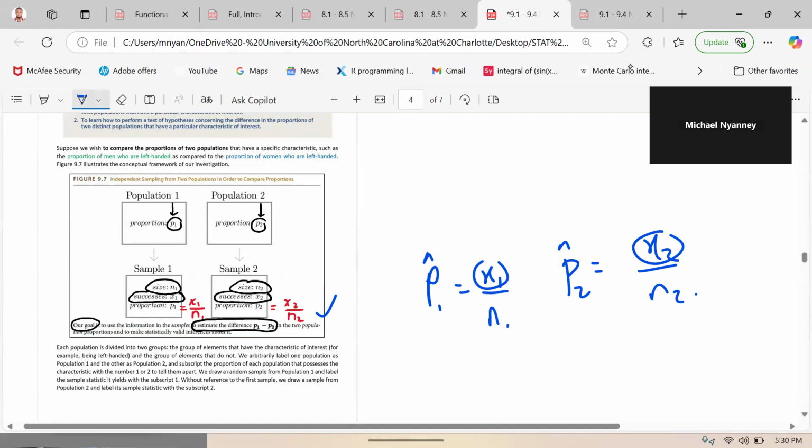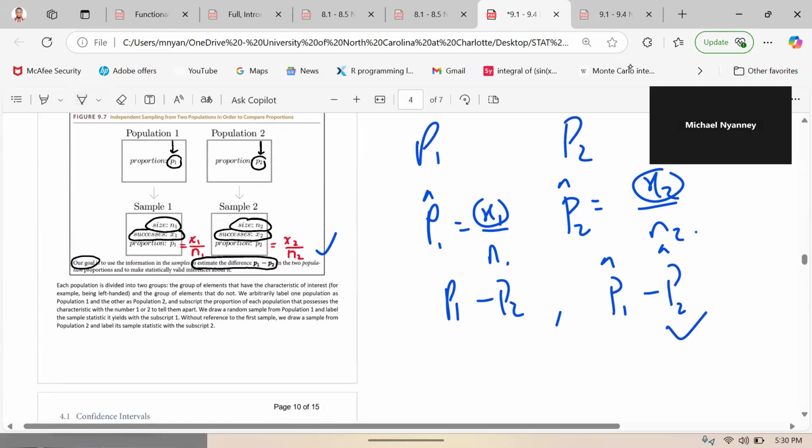Okay, all right. So if you want to estimate the difference between this estimate p1 and this estimate p2, the point estimate for p1 minus p2, then it will be p hat 1 minus p hat 2. This is the same thing. Nothing is changing. So this will be the point estimate, and we can construct a confidence interval for it as well, the interval estimate. Our goal is to use the information to estimate the difference between the two population proportions and to make statistically valid inference about it.